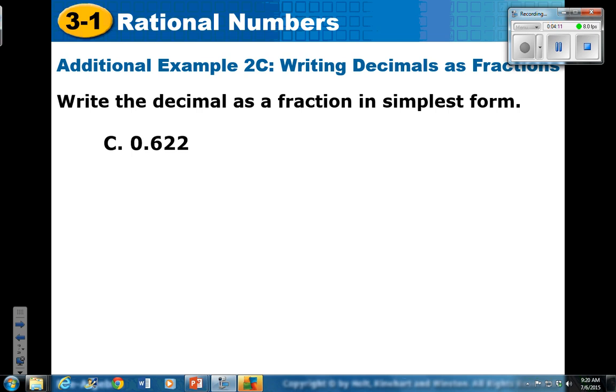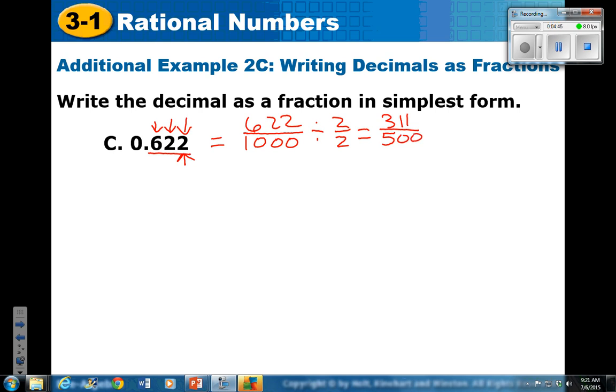This number's a little bigger, so it's a little tougher to deal with. We've got 0 and 622. You just read that, 622, and then name the last digit's place value. This is tenths, hundredths, thousandths, so we'll put 1,000 here. You can tell that both of these numbers, 622 and 1,000, share a factor of 2. So let's go ahead and divide by 2 over 2, giving us 311 over 500.